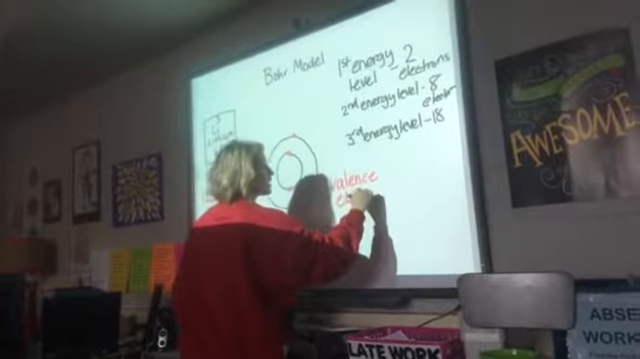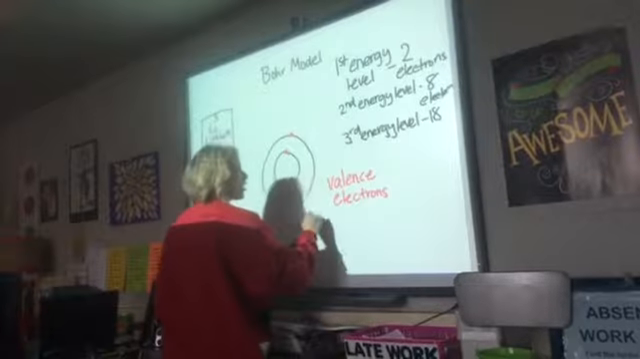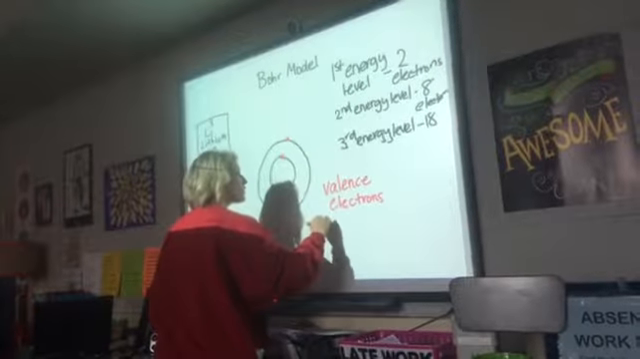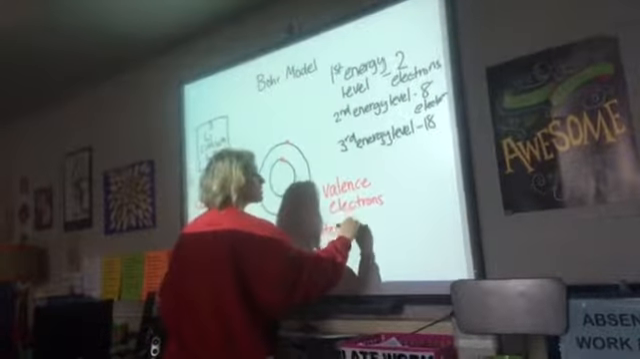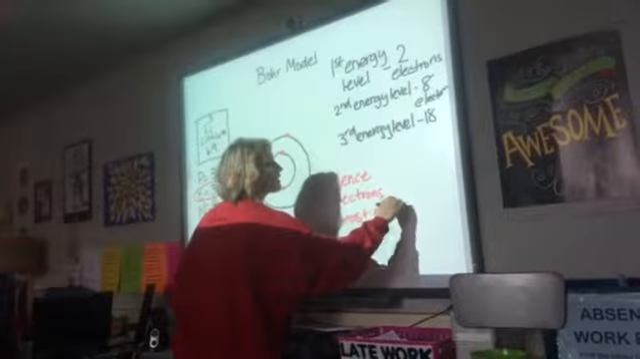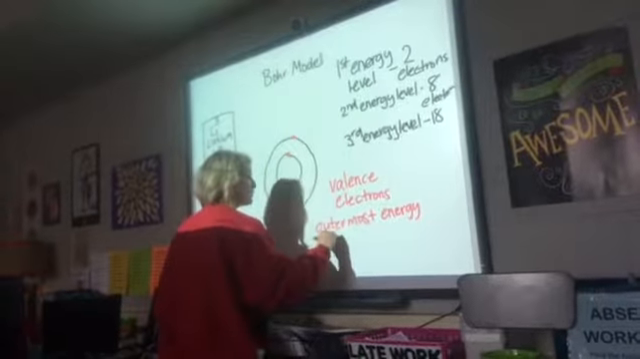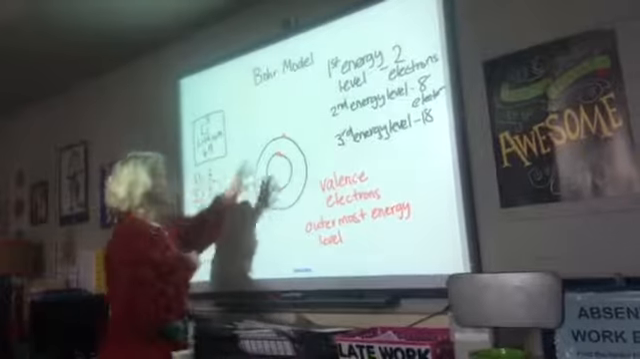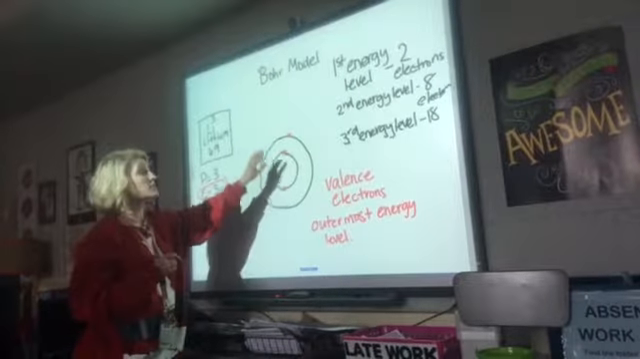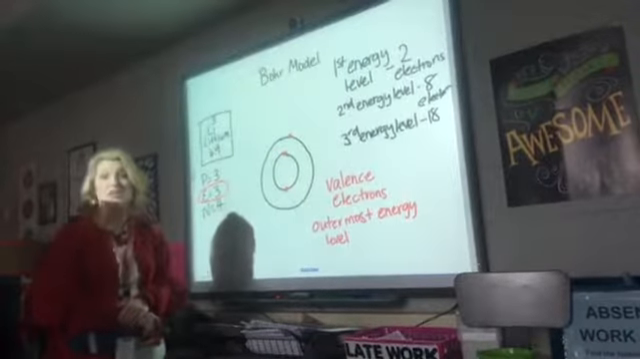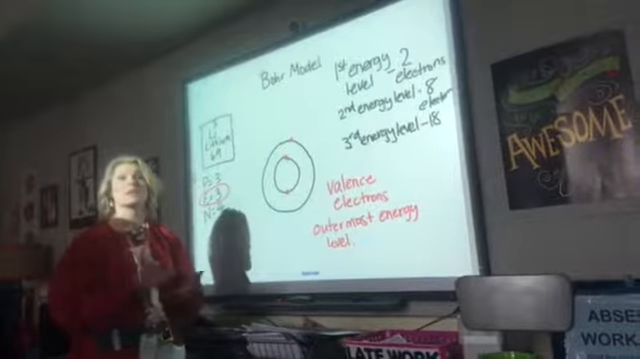Valence electrons are the electrons in the outermost energy level. They're the ones farthest away from the nucleus. And it's these valence electrons that are very, very important in chemical bonding.